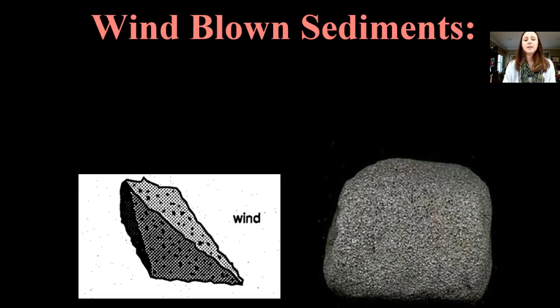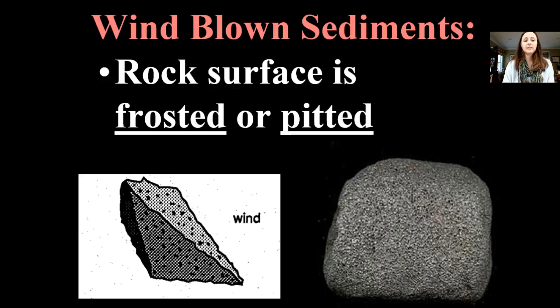Now you could tell something has been created by wind erosion because it has certain characteristics. The rock surface will be frosted or pitted. If you can see these little holes, it has a really rough texture to touch, almost like a golf ball has those divots in the ball. That's what wind-blown sediments have. They have those little pits, and we also call it a frosted texture.